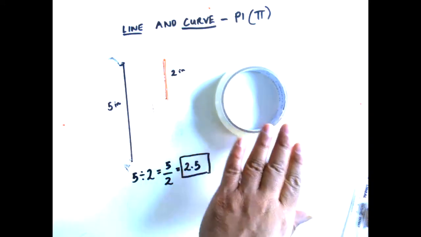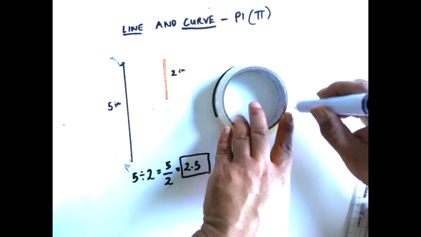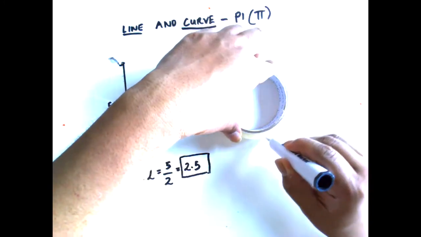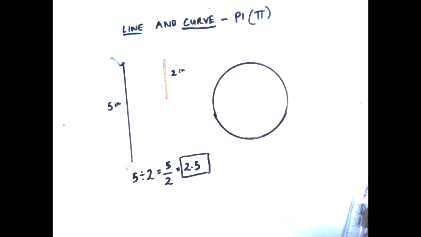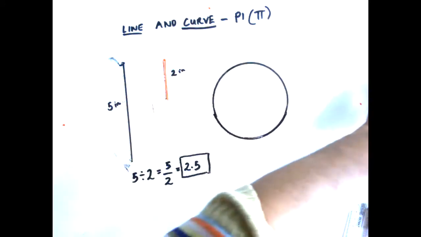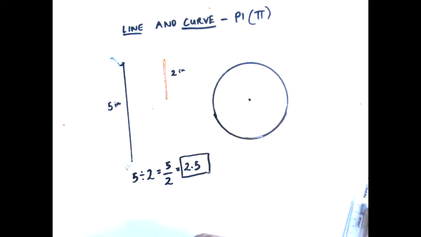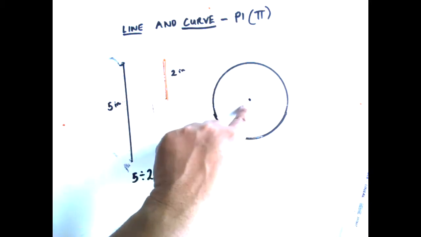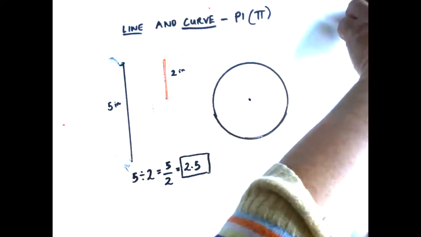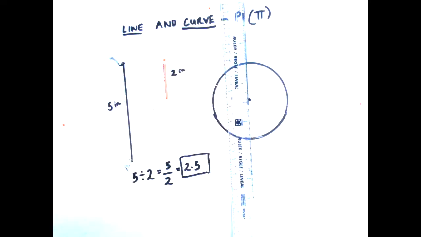Let's draw a curve like this. It's not perfect, but that's better. And then we locate the center. The center is around here. And we draw a line from one end of the circle to another end of the circle, passing through the center. And what do you call that object? We call that a diameter.